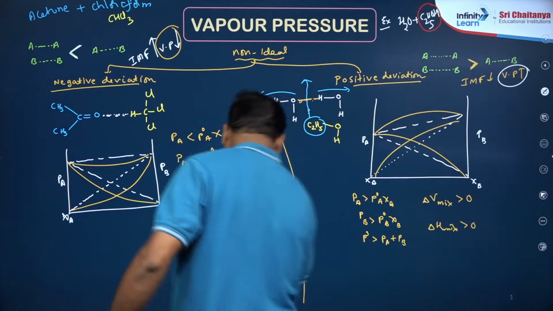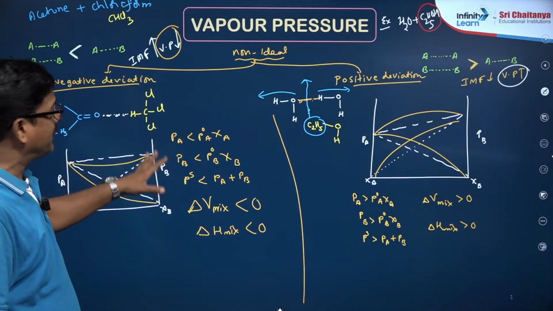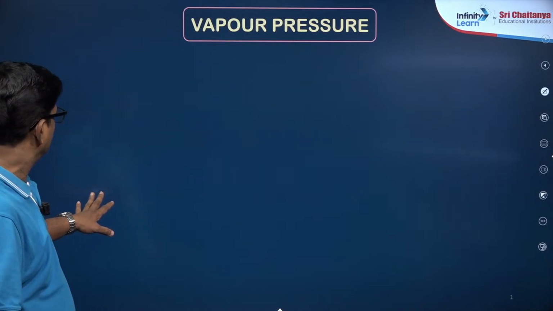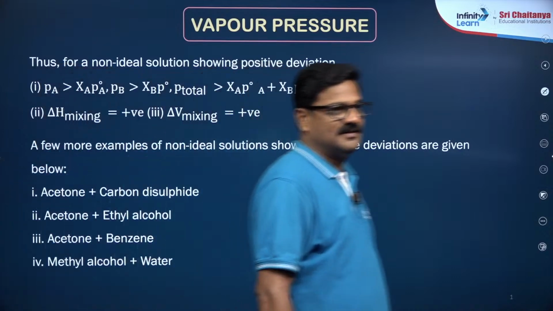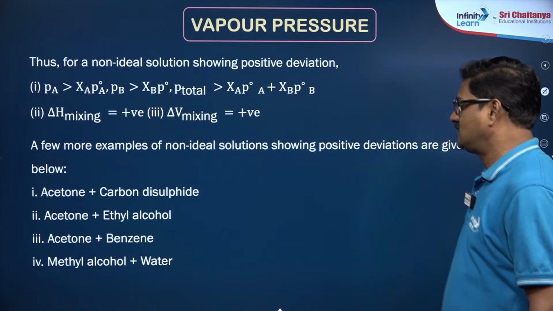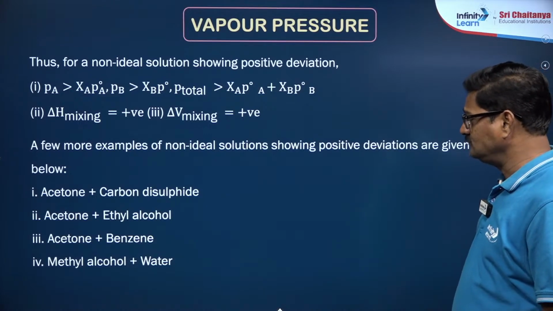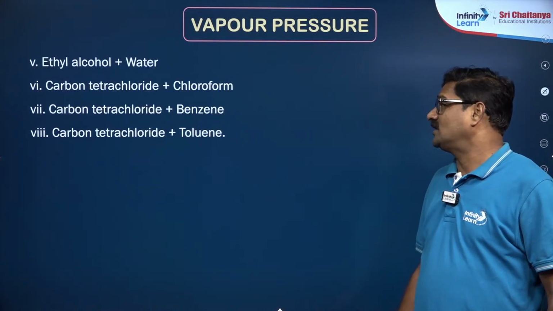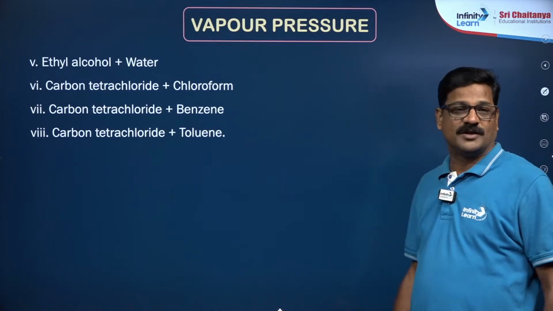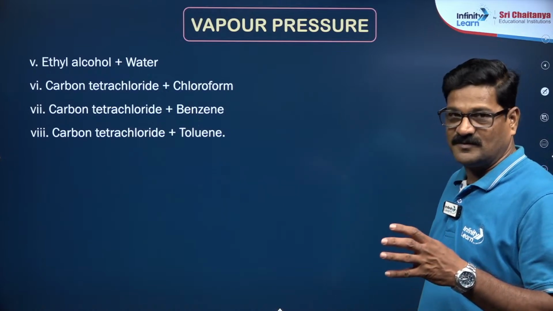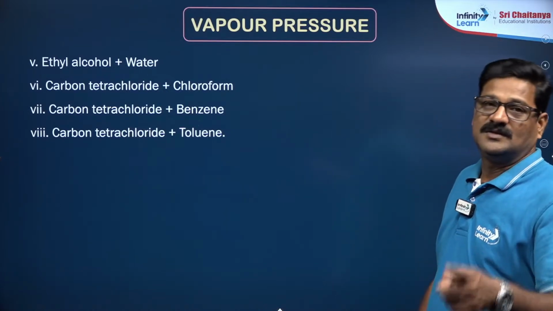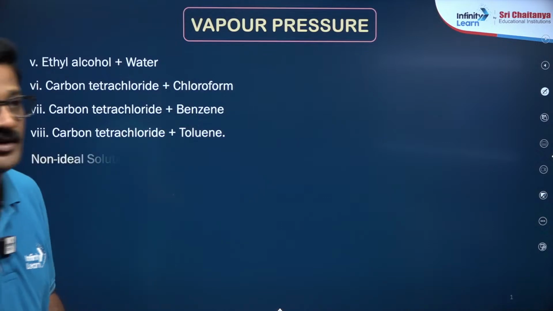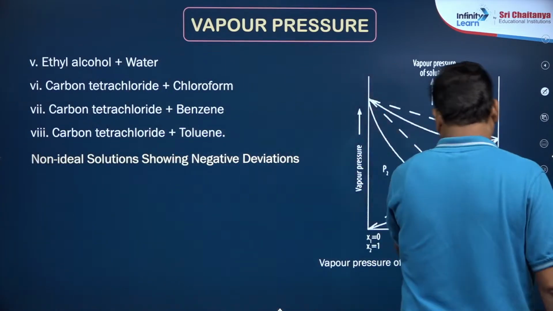Right. Now, this is the best way to understand, this is the best way to memorize as well. Acetone and carbon disulfide, CS2 is an example for the positive deviation. Acetone ethyl alcohol, acetone benzene, methyl alcohol and water, ethyl alcohol and water, carbon tetrachloride and chloroform, and carbon tetrachloride and benzene, and carbon tetrachloride and toluene are the best examples. So, whenever intermolecular forces are disrupted, you will have a positive deviation. Whenever new intermolecular forces are established, you will get negative deviation.